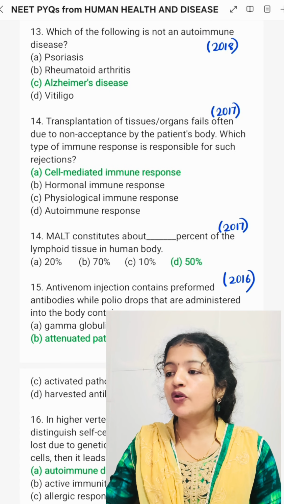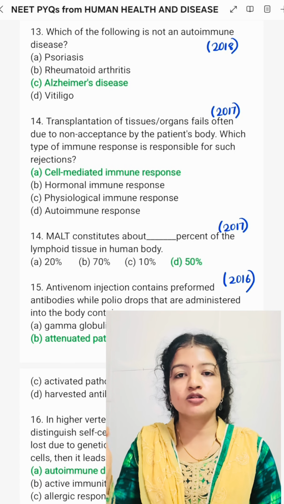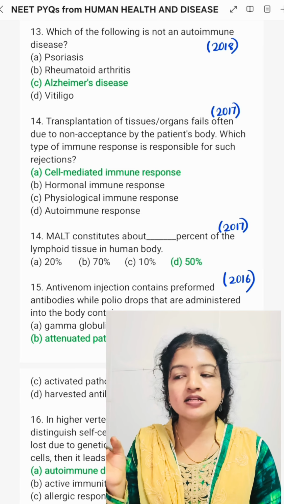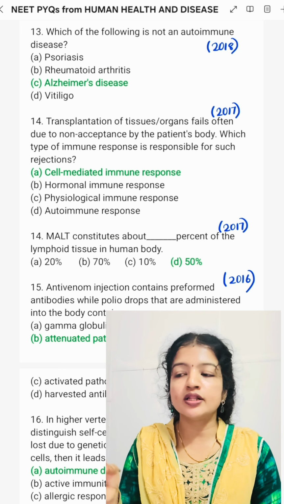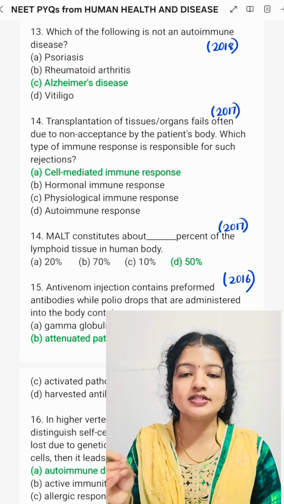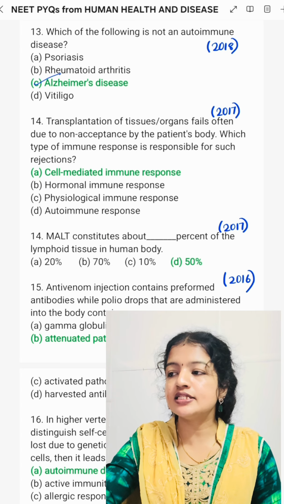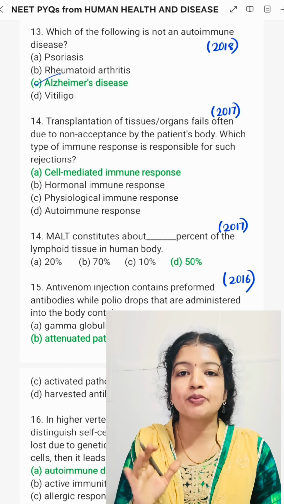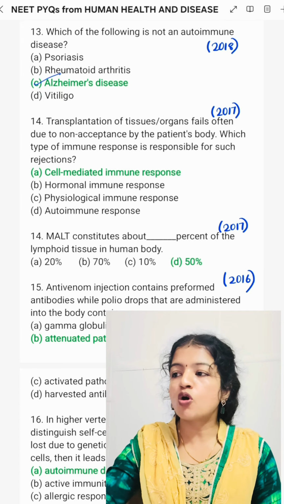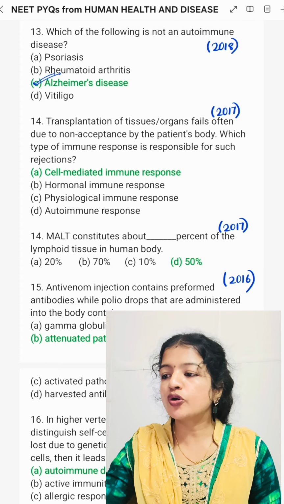Then, which of the following is not an autoimmune disease? In the given options, psoriasis, rheumatoid arthritis and vitiligo are all autoimmune diseases. Whereas Alzheimer's disease is not an autoimmune disease. It is a progressive brain disorder. Okay. So option C is not an autoimmune disease.